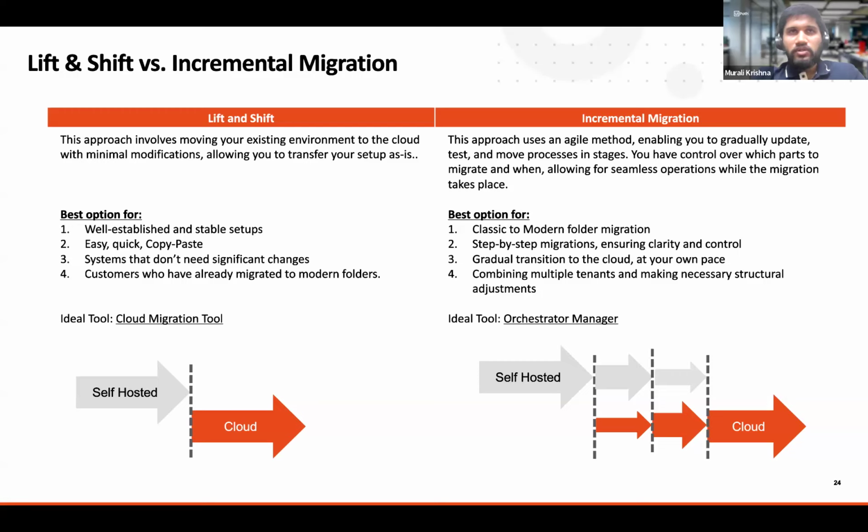And this is only suited for customers who are already on modern folders in their on-premises environment, because lift and shift with cloud migration will not support classic folders. So the customer has to definitely migrate to modern folders before selecting this approach to migrate to their automation cloud.